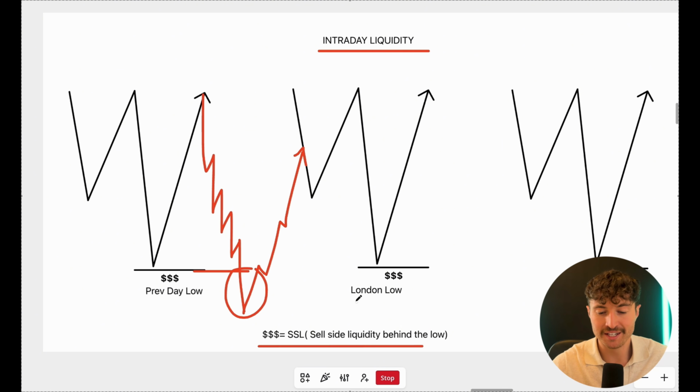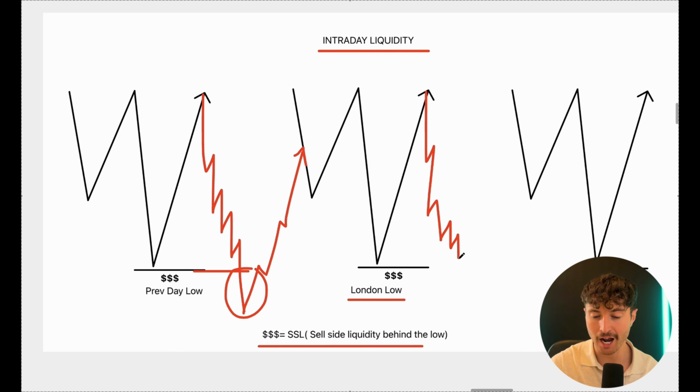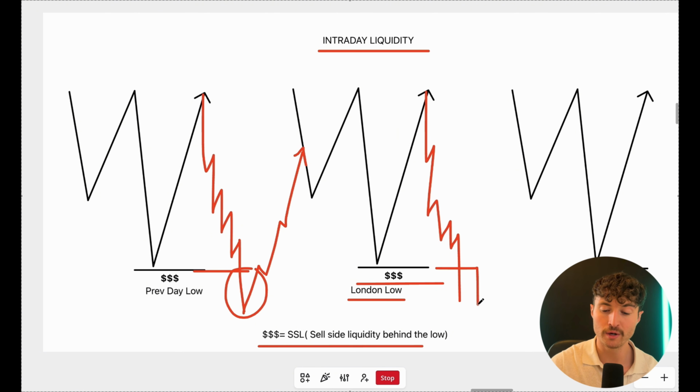The next level is the London low. And so let's say that you're trading the New York session. You're going to be looking for the previous session's low, which is the London low. You're going to be looking for price to come down, take out the London sell side liquidity, and this acts the same as the previous day's low. This is an area of interest, and this is a level that institutions can use in order to fill their buy orders without slippage in the market, and then they can look at targeting higher prices.